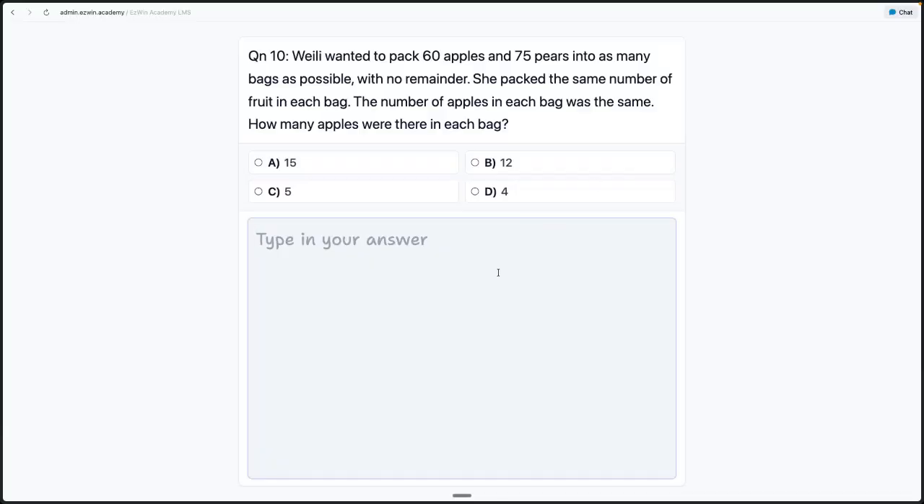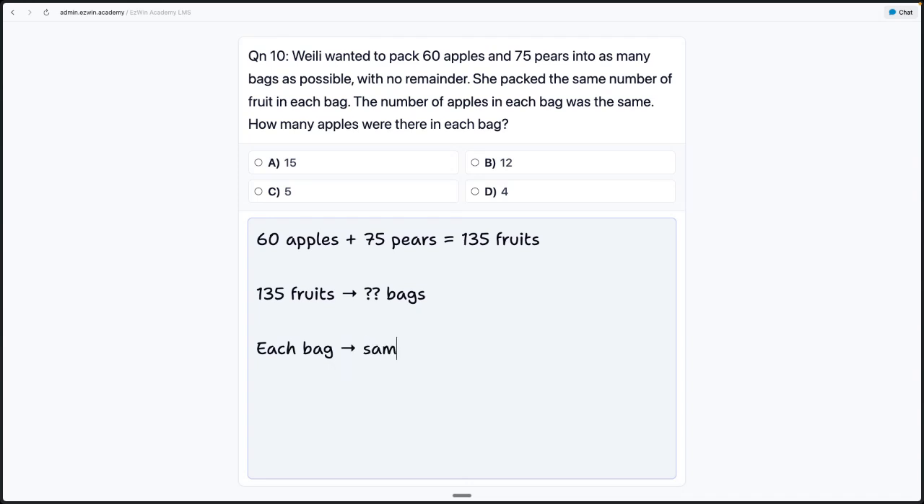So the thing is that reading this might be a little bit confusing, but basically we just want to have 60 apples plus 75 pears, okay? And then this will be equal to 135 fruits. And 135 fruits must be put into as many bags as possible. And each bag itself has the same number of apples.